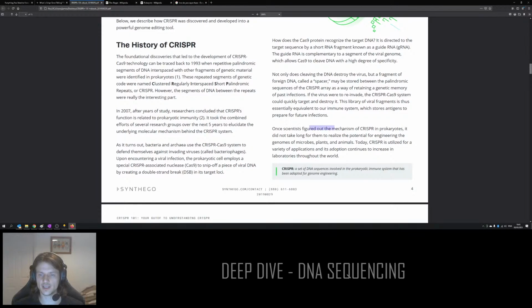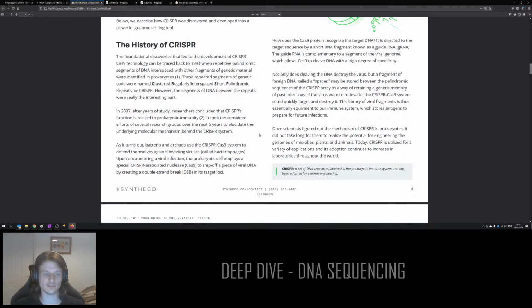Once scientists figured out the mechanism for CRISPR in prokaryotes, it did not take long for them to realize the potential for engineering the genomes of microbes, plants, and animals. Today, CRISPR is utilized for a variety of applications as adoption continues to increase in laboratories throughout the world.